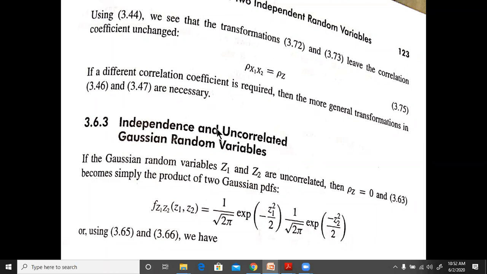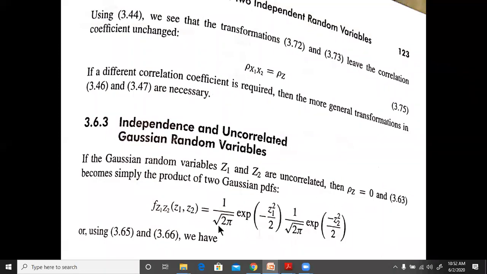If a different correlation coefficient is required, then the more general transformations 3.46 and 3.47 are necessary. Then we come to independence and uncorrelated Gaussian random variables. If we say that Z1 and Z2 are uncorrelated, then the PDF can be separated out. Because they are uncorrelated, the value of the correlation coefficient will be equal to 0, and we can write this by separating them.